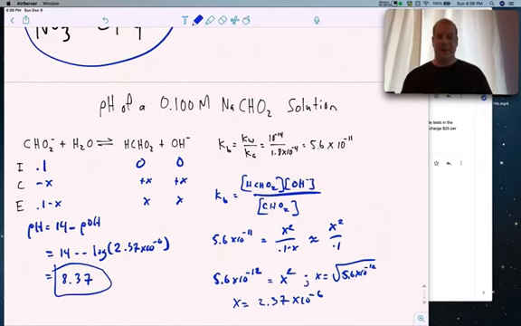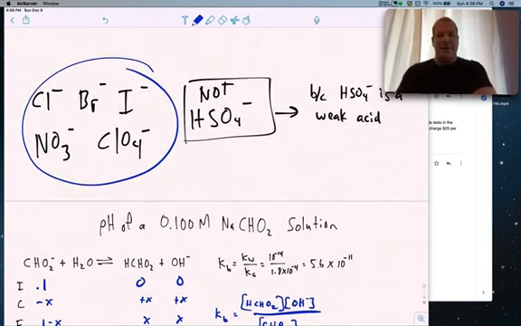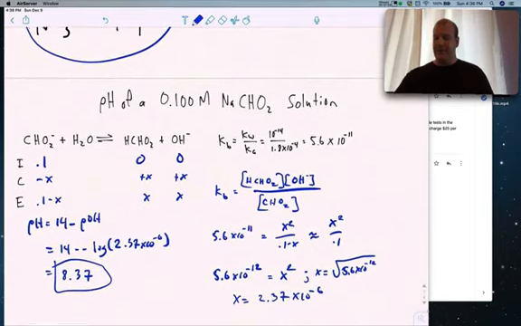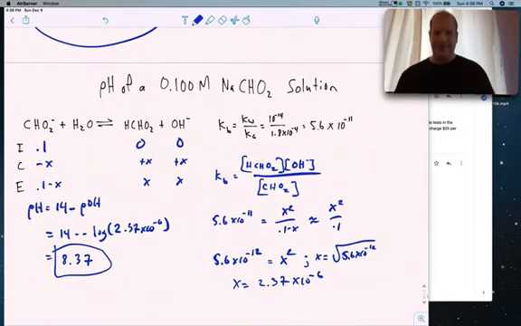Let me re-explain it. We've mentioned before, we know that this is a basic salt. How do we know it's a basic salt? Because it's not one of those ions. Those ions are from the strong acids, with the exception of bisulfate or hydrogen sulfate, because that's a weak acid. So it's not one of those. Therefore, it must be alkaline. But now you're saying, we've got to do this for a calculation. You have to know the Ka of formic acid. You can look that up, or it'll be given to you.